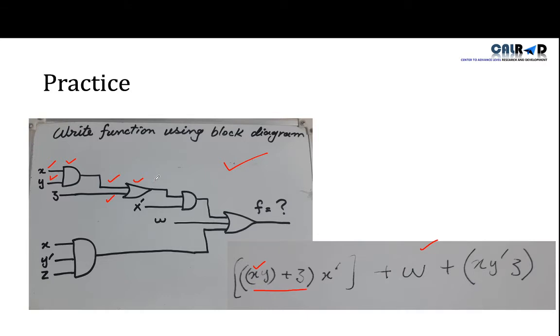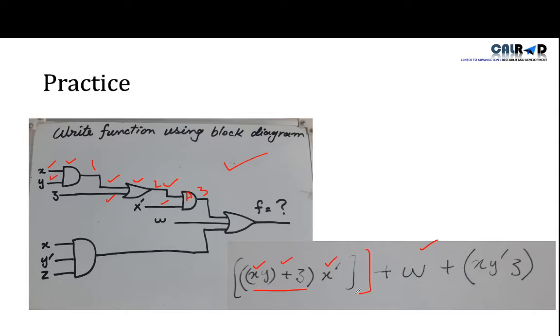Now we have input 2 and input 1, and we have to find input 3. So input 3 is on an AND gate. So what is the function of an AND gate? To multiply. So we will multiply this input with this input. So (XY plus Z) into X bar.